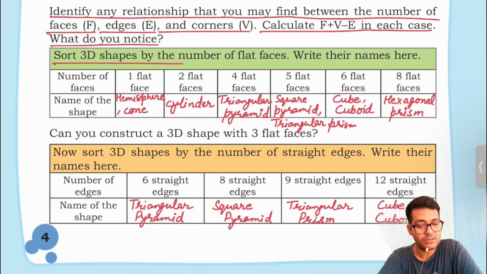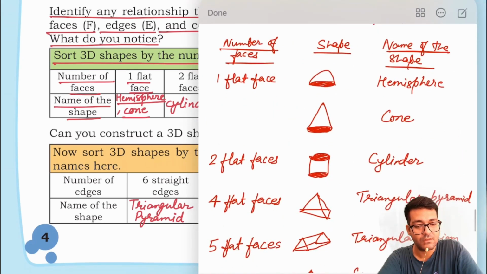Sort 3D shapes by the number of flat faces. Write their names here. Number of faces, name of the shape. One flat face can be seen in hemisphere and cone. You can see here, hemisphere and cone.